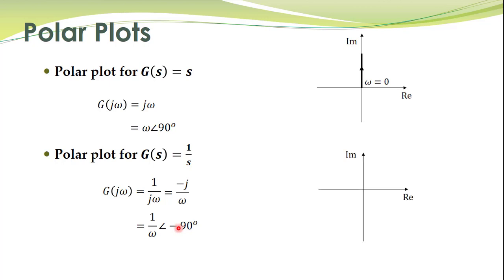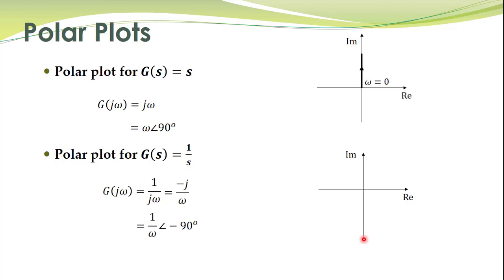Minus 90 degrees is, for example, this magnitude. As omega, if omega is equal to 0, what is the magnitude? Magnitude is infinity. Infinity angle minus 90 degrees is somewhere here. And then as you increase omega, this magnitude decreases. For example, for omega equal to 1, this is 1 angle minus 90 degrees. So where is that point? 1 angle minus 90 degrees is over here, and further increase in omega will decrease the magnitude, but that will always lie on this axis.